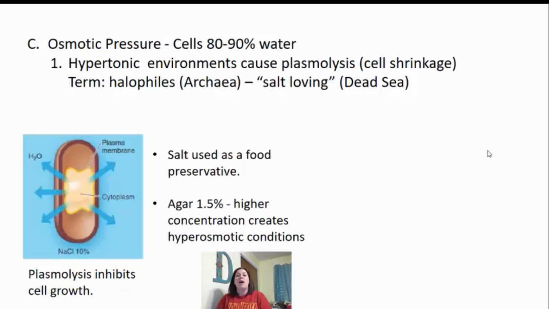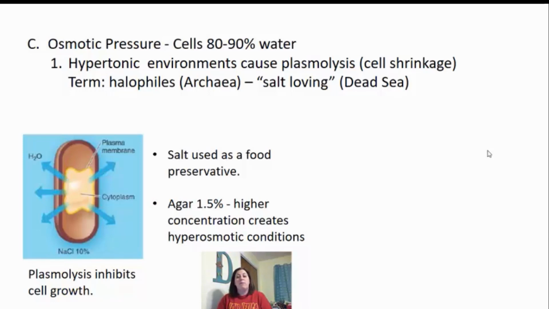There is a group who actually like hypertonic environments. These are called halophiles. Again, they're part of the Archaea group, and they're found in places like the Dead Sea and the Great Salt Lake because they're salt loving. And this is going to be bacteria that's even more salt loving than what the ocean has. The percentage of salt is a lot higher. So this again is why we use salt a lot of times as a food preservative, because it will cause a hypertonic environment which the bacteria cannot survive in.